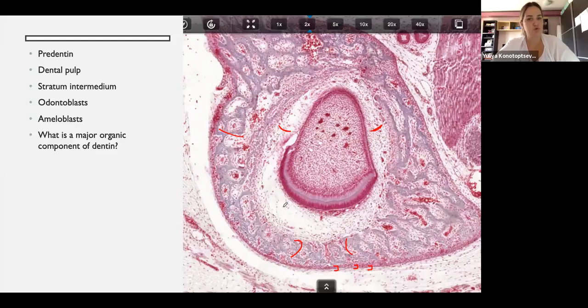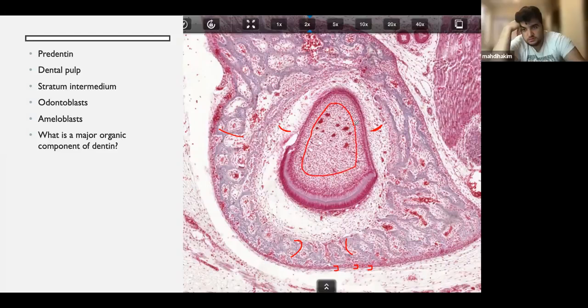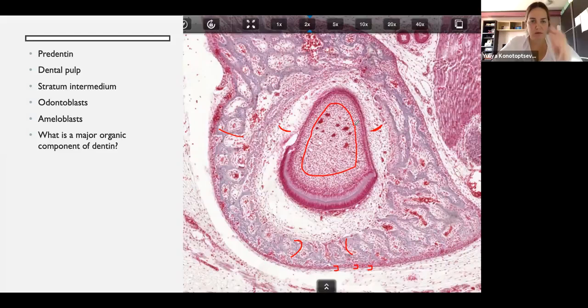What else don't you see? So this is a very difficult question. So let's start from the most inner part. How do you call this? Dental pulp. So the proper way to say, like how we used to say, was dental papilla, right? We used to say that this is dental papilla, but Mahdi is right. Here we don't say dental papilla, we say dental pulp.